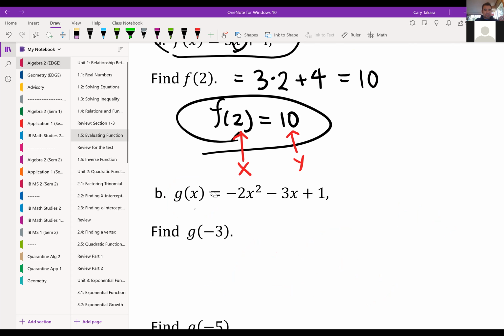Anyway, so this one is a g function, and I want you to figure out g of -3. Do you guys want to try this all by yourself first? Let's see if you can get the right answer here. What's g of -3?